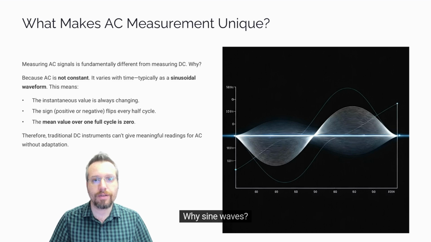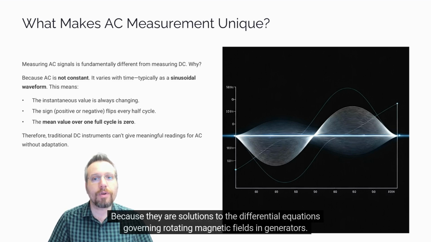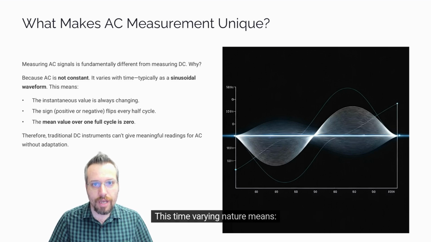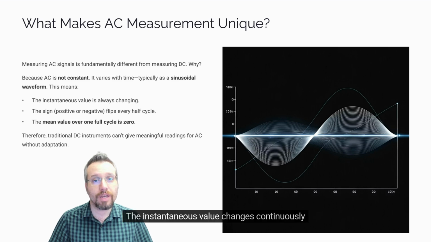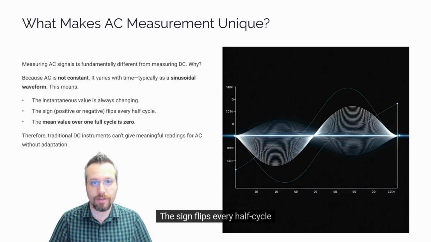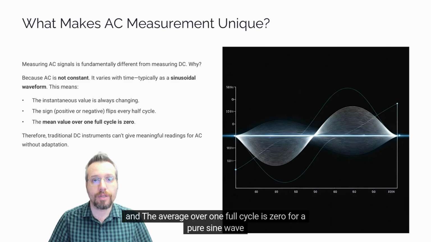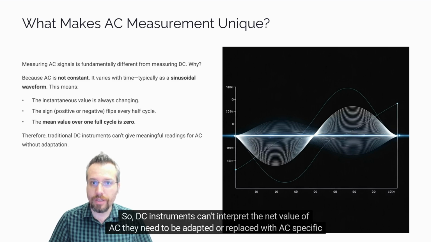Why sine waves? Because they are solutions to the differential equations governing rotating magnetic fields in generators. This time-varying nature means the instantaneous value changes continuously. The sine flips every half cycle, and the average over one full cycle is 0 for a pure sine wave. So DC instruments can't interpret the net value of AC. They need to be adapted or replaced with AC-specific tools.